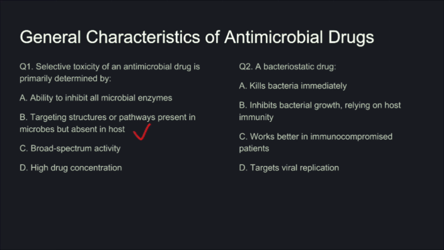So the correct answer for your question is option B, targeting structures or pathways present in microbes but absent in host. So what is selective toxicity? It relies on exploiting differences between microbial and the host cell. So here the example you can take is bacterial cell wall synthesis.